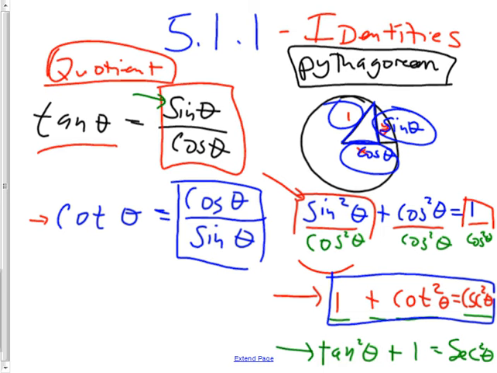Now, I gave you a nifty little saying for this one. The one with the coat is cozy. The one with the tan is what we seek.